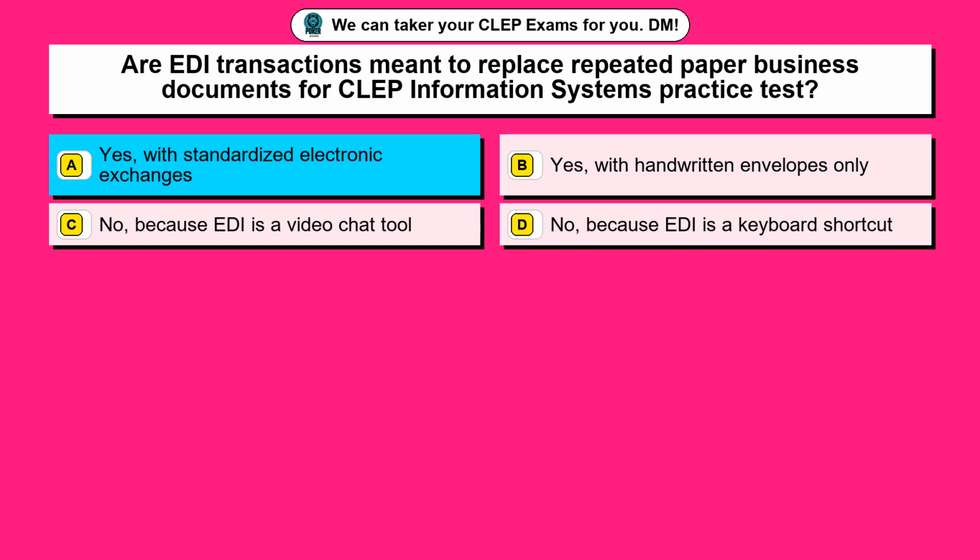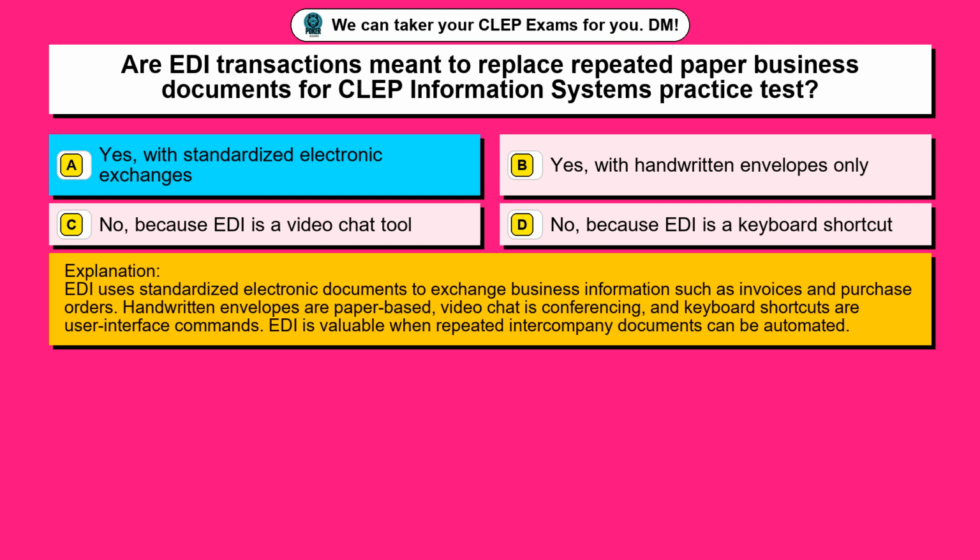Yes, with standardized electronic exchanges. EDI uses standardized electronic documents to exchange business information such as invoices and purchase orders. Handwritten envelopes are paper-based, video chat is conferencing, and keyboard shortcuts are user interface commands. EDI is valuable when repeated intercompany documents can be automated.